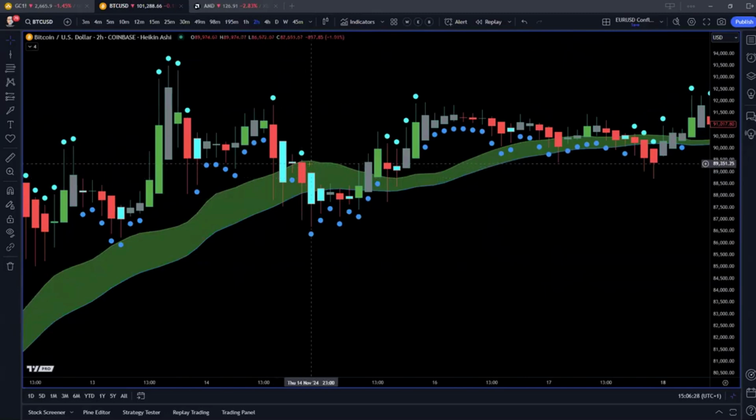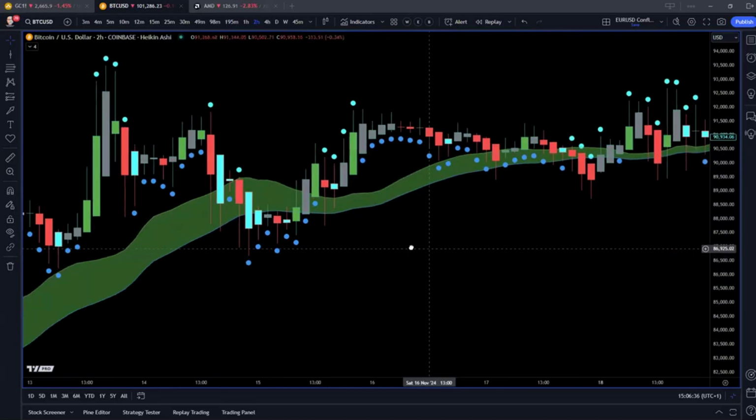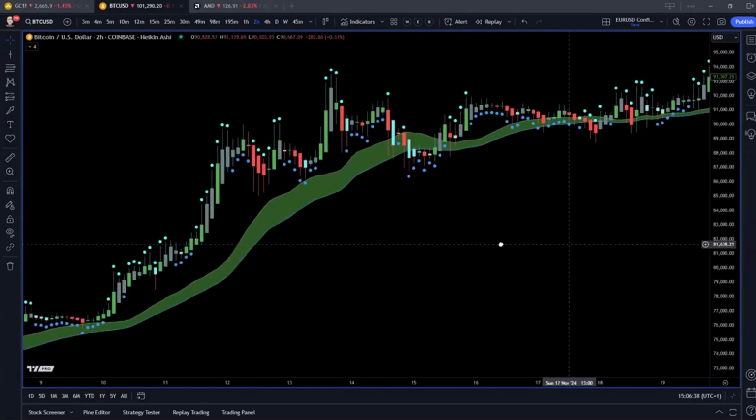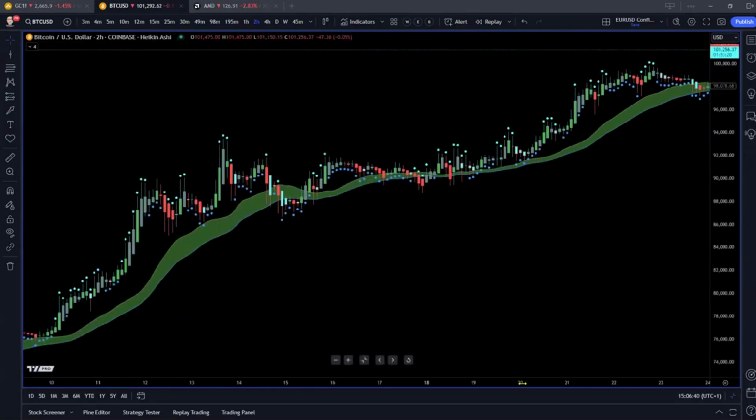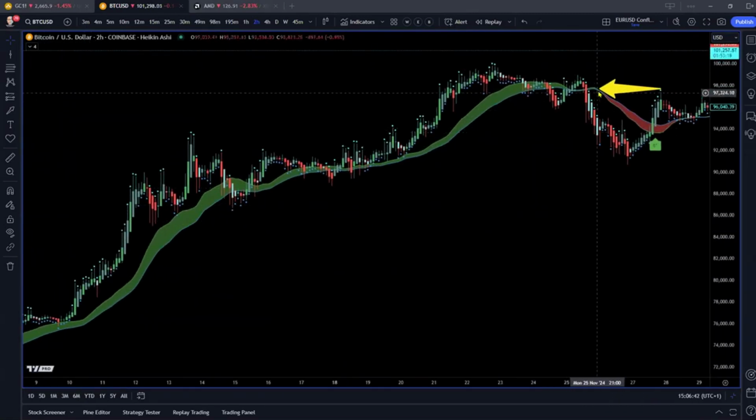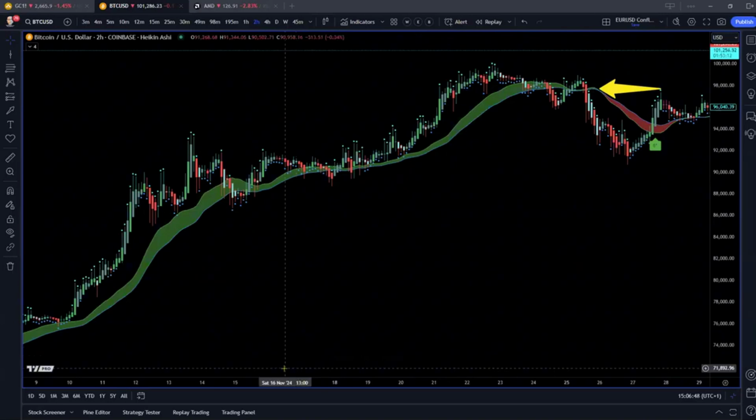This red candle here, that's a rejection of the lows on higher than average volume. That's a good sign that it's not going to go down much further. And then it keeps going until such time it turns red at $97,000. So I got in at 70, I got out at 97,000.